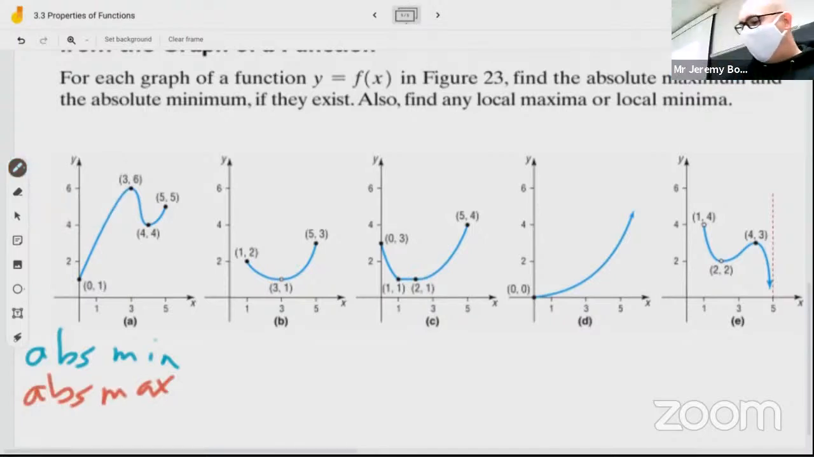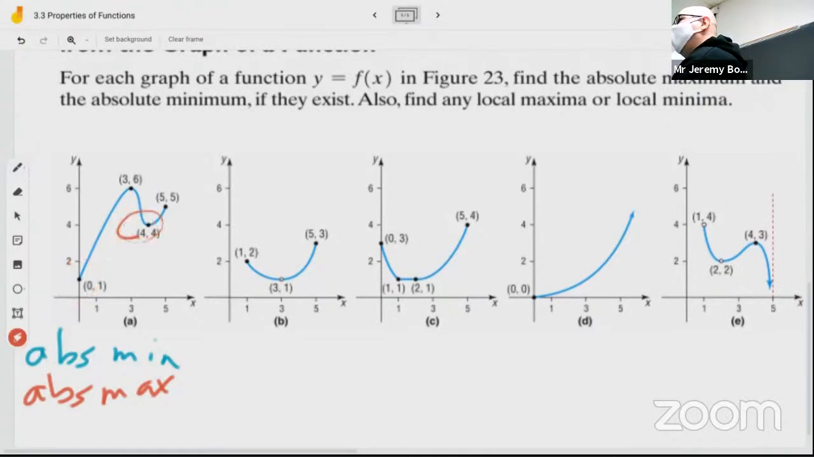So what's the highest point? Well, what's the lowest point on that first graph? It's 0. Notice it's happening at the end point, right? We have a local min here at 4, but it's not lower than this point. That's my lowest point there. So this is going to be, let's just write it as an ordered pair, (0, 1). So it's happening at x equal to 0 with a value of 1.